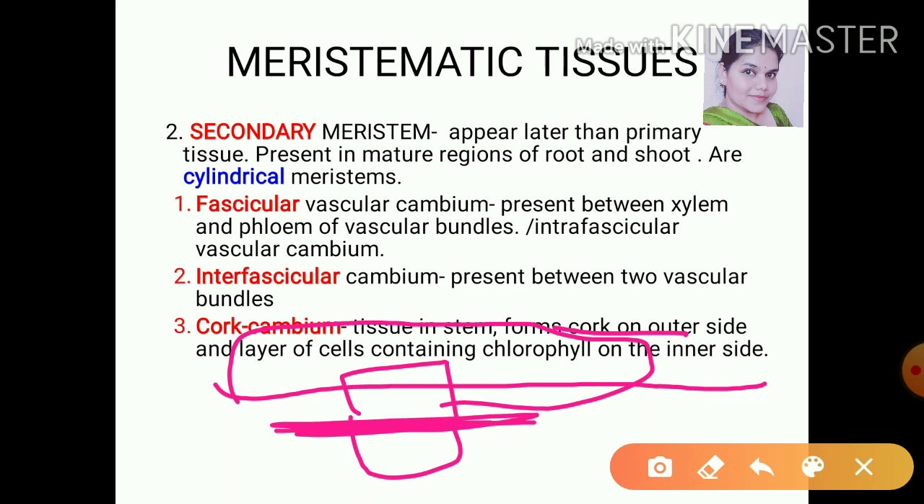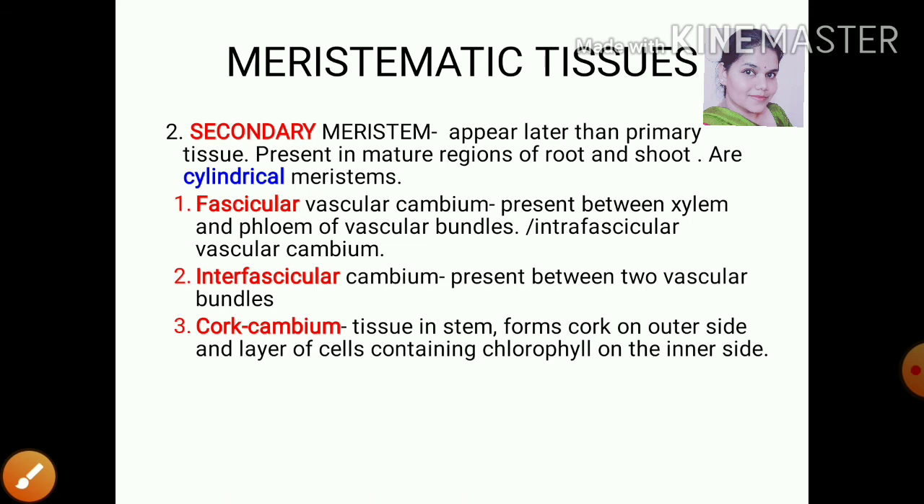So with this, our topic secondary meristem is over. In the next lecture we will deal with the permanent tissue.